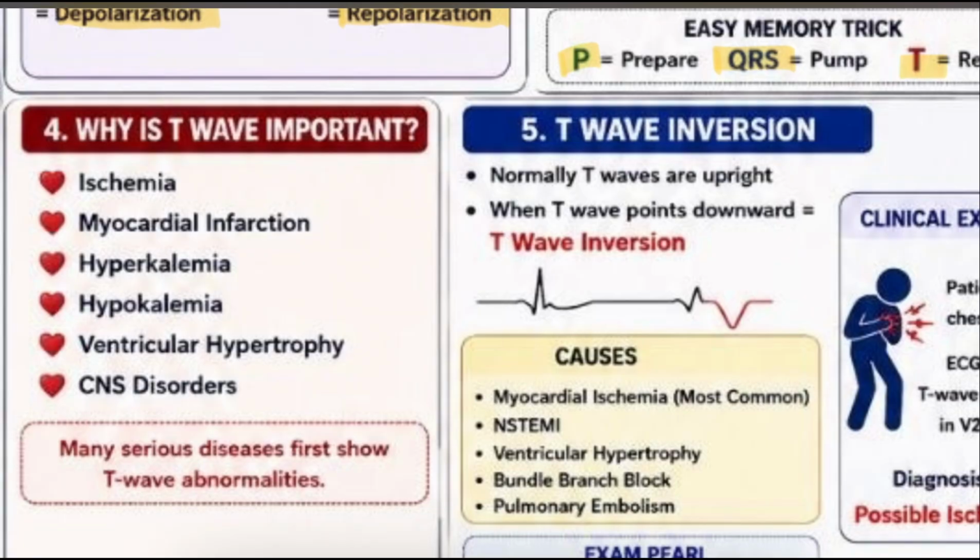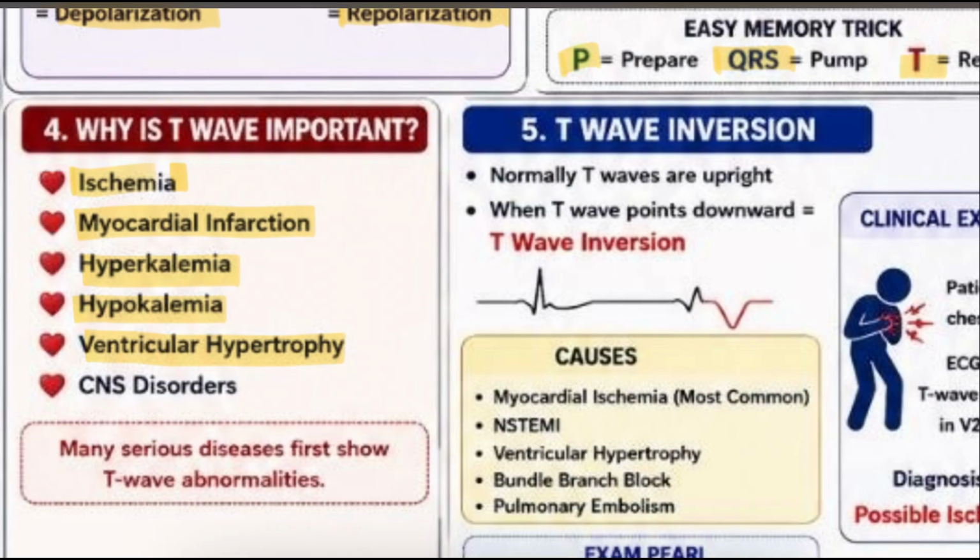Okay, next we can see why the T wave is important. The T wave is extremely sensitive for ischemia, myocardial infarction, hypokalemia, ventricular hypertrophy, and central nervous system disorders. Many serious diseases first show T wave abnormalities. So that's why the T wave is very important.